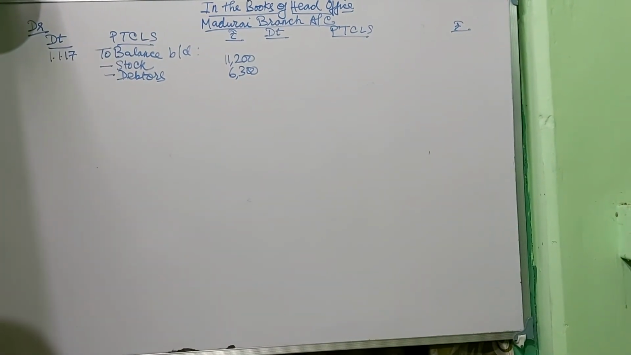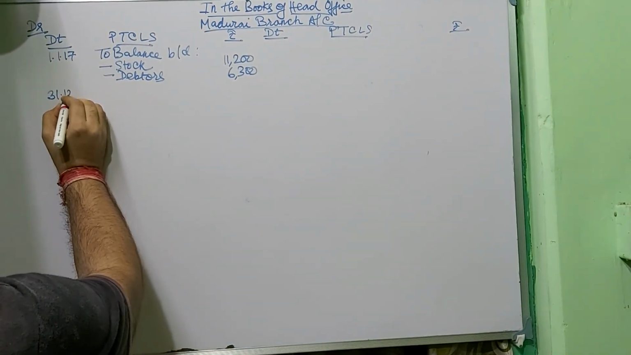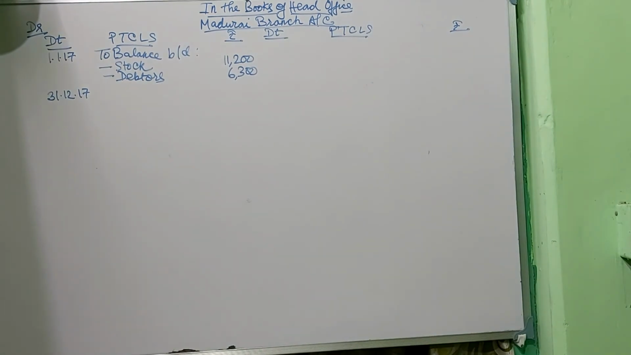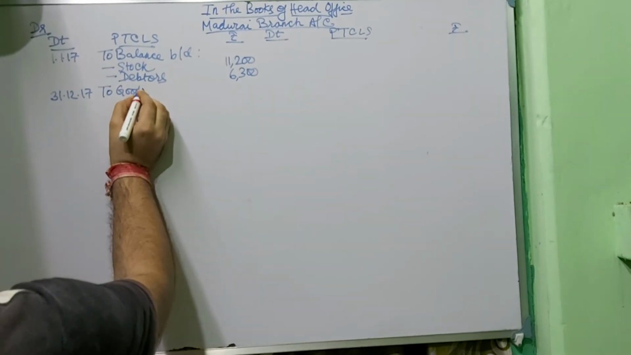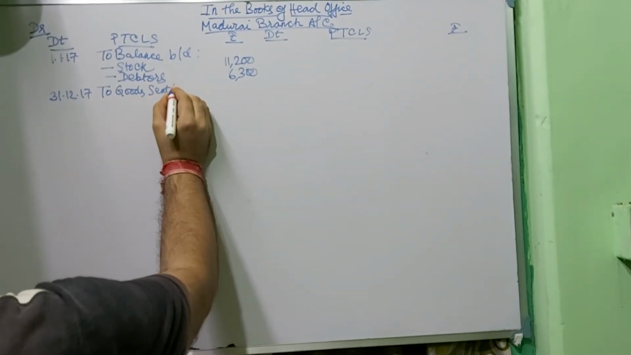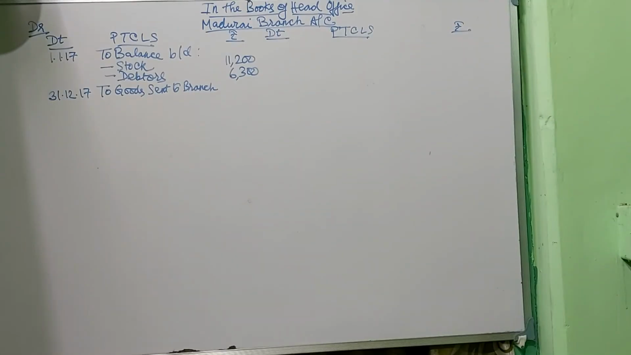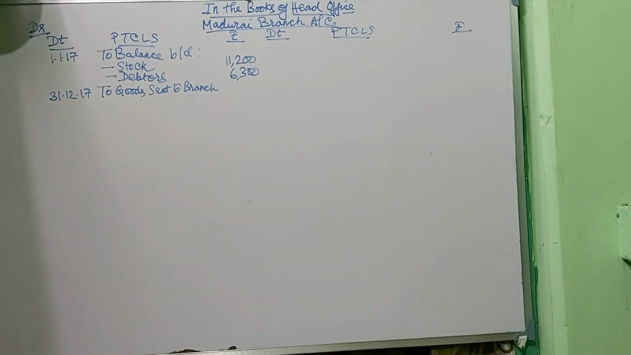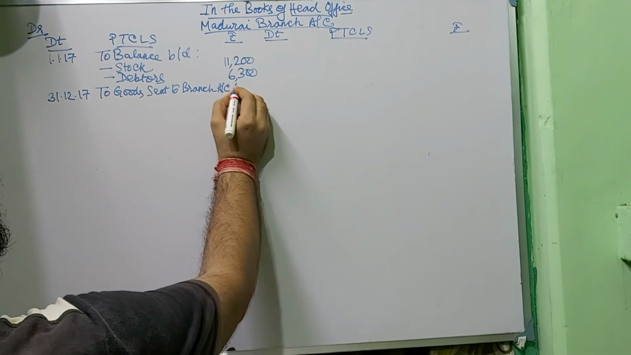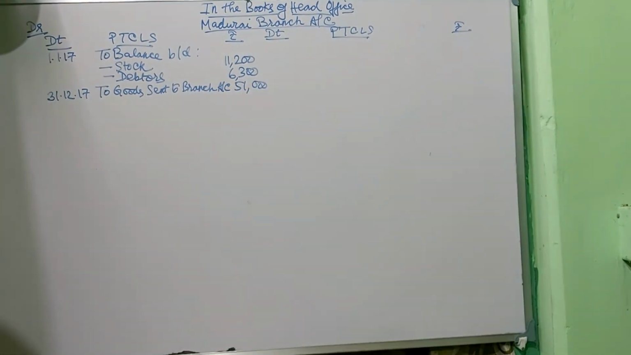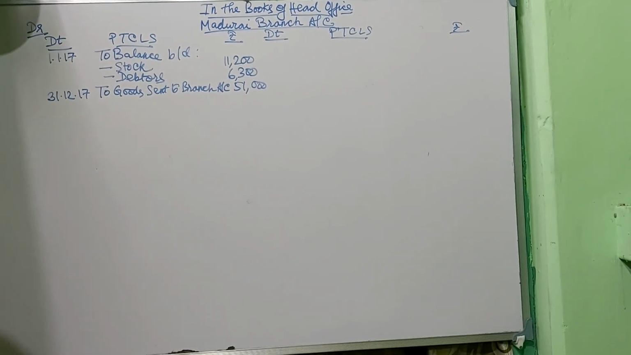Now, goods sent to branch is 51,000. No date has been mentioned, so within the year the goods have been sent, and I am considering the last day. So, to goods sent to branch. What is the entry basically? The journal entry: Branch account debit to goods sent to branch account. Here the Madurai branch account is there, so to goods sent to branch account, 51,000.